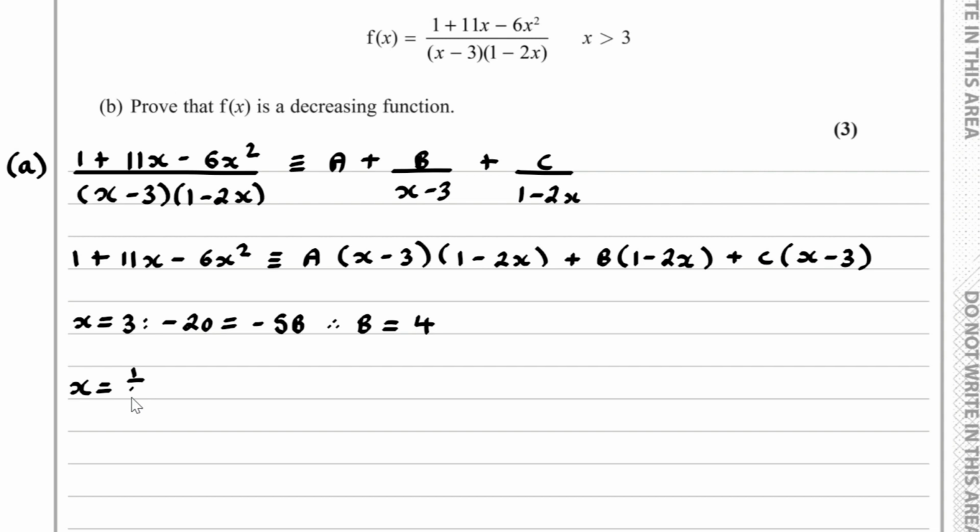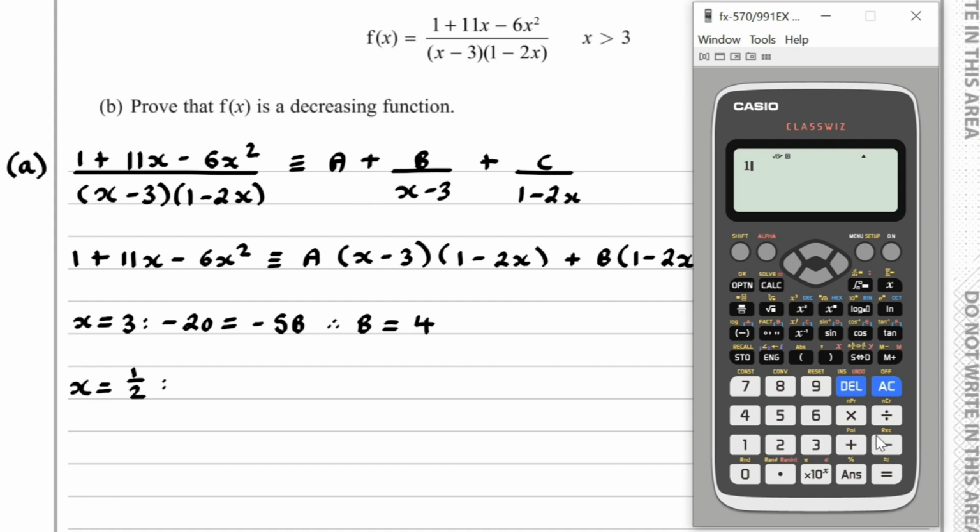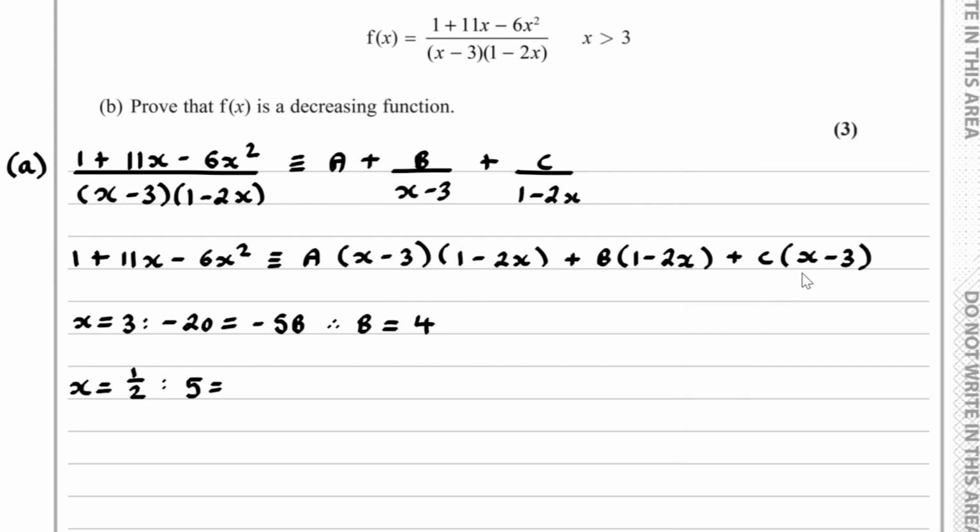Now when x equals 1/2, if I work out what I get with 1/2, I've got 1 plus 11 times a half minus 6 times a half squared, so that's 5. And then the a and b terms disappear, and then I've got a half minus 3, which is minus 5 over 2. So I've got minus 5c over 2, in which case we can see c is equal to minus 2.